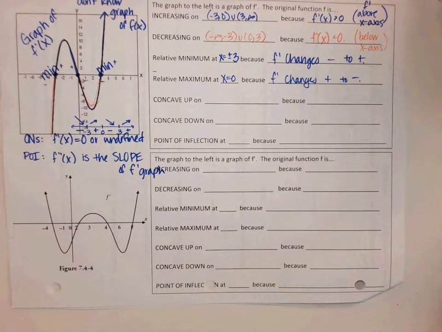F double prime is the slope of f prime's graph. So, look at your graph. I'm going to do this one for you just so it doesn't take forever. I'm not going to draw one of these out. But remember, f double prime is the slope.